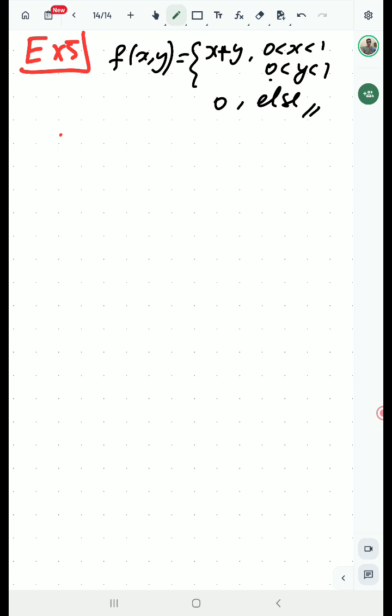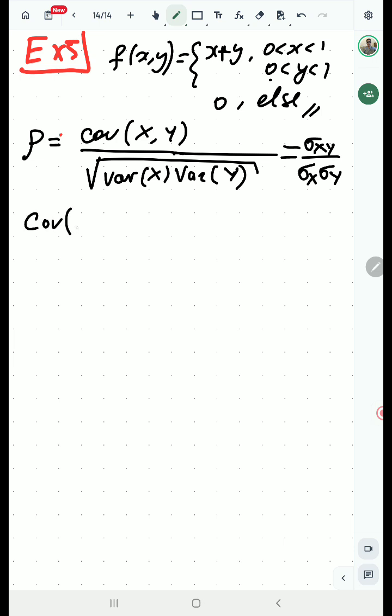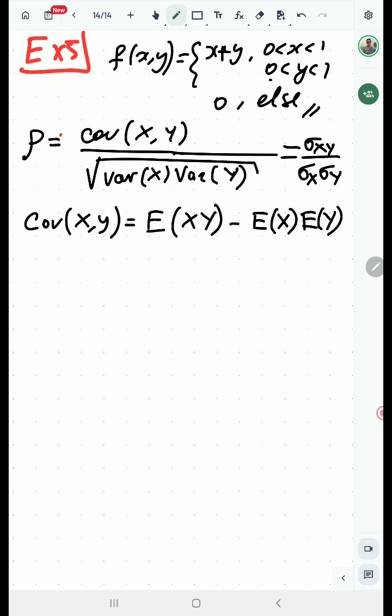So to get the correlation coefficient, first you have to know that the correlation coefficient is basically the covariance of xy divided by the square root of variance of x and variance of y. Usually we denote them by sigma, right? So usually we write it in this way: sigma of xy over sigma of x, sigma of y. This is how we write it. Now let's find the covariance. We know that covariance of xy is actually equal to the expectation of x times y minus the expectation of x times the expectation of y. So for that, we have to calculate the expectation of x first.